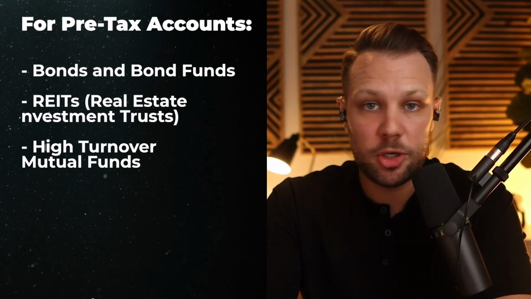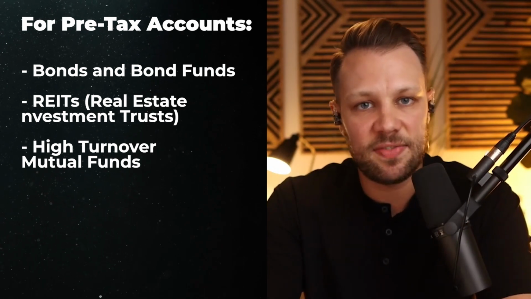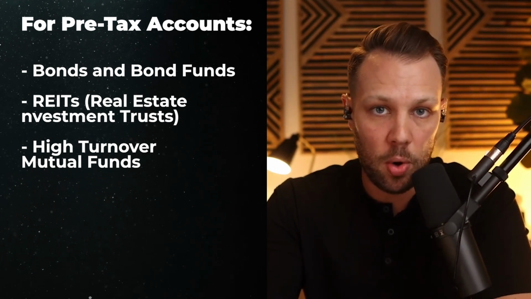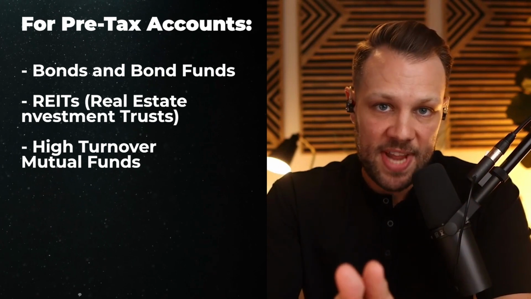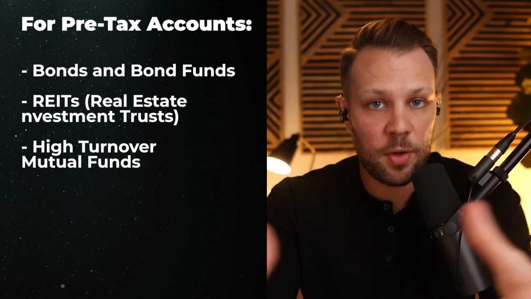Pre-tax accounts, 401k, traditional IRA, 403b, 457, TSP, all of those fun things. In the pre-tax accounts, first, you can put your bonds or your bond funds in there. If you have a total stock market bond index fund, or you have bonds that you own, then you can put those in your pre-tax accounts if you want to. In addition, another good option would be if you invest in REITs.